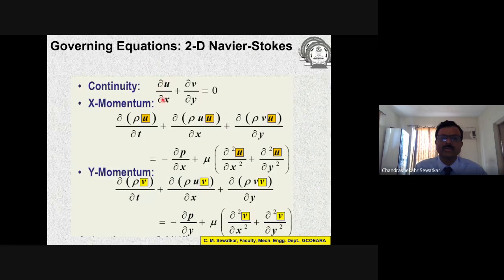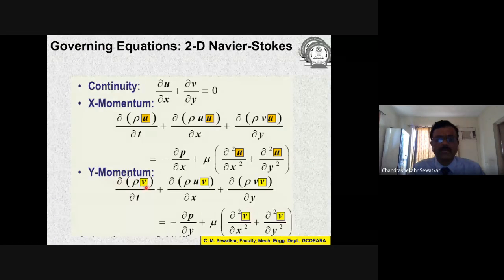So my continuity equation now goes like this: del u by del x plus del v by del y is equal to 0. The x momentum equation is del by del t of rho u plus del by del x of rho u u plus del by del y of rho v u. On the other side, I have minus del p by del x, which represents the pressure force, plus mu times del 2u by del x square plus del 2u by del y square. Plus maybe I have the body force also, which I have not shown here, but you can write it, plus capital X, that is my body force.